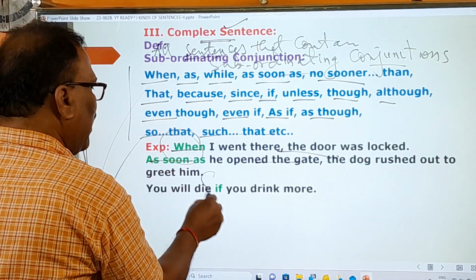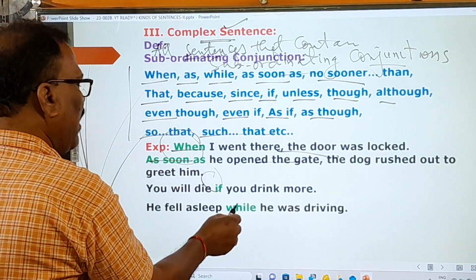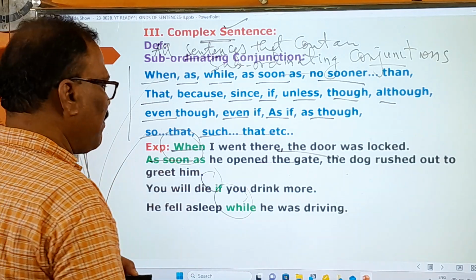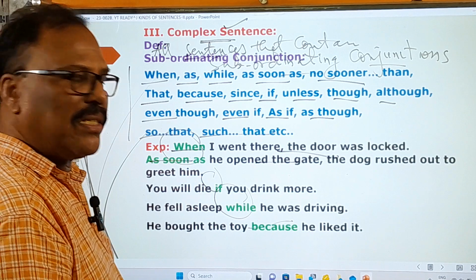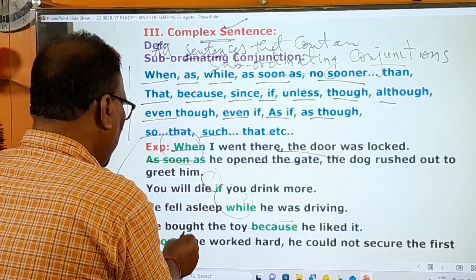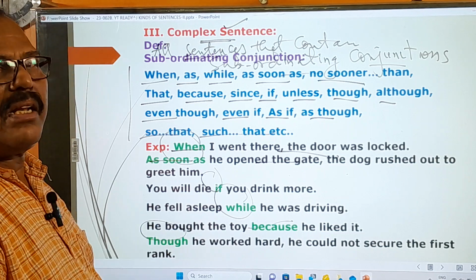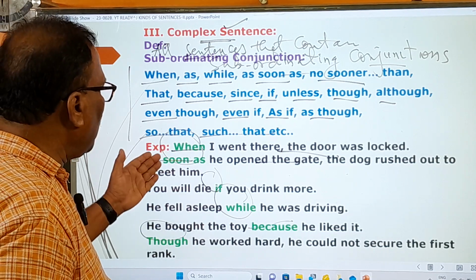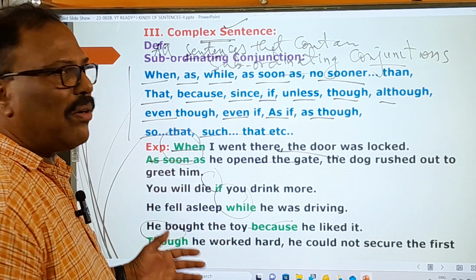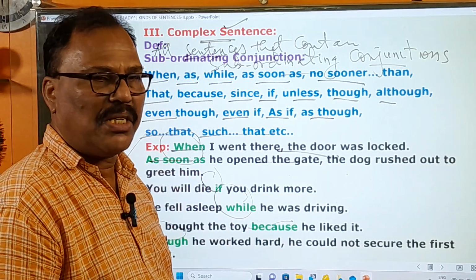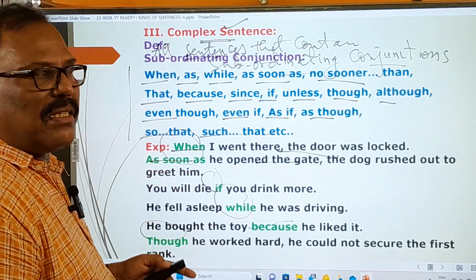You will die if you drink more. He fell asleep while he was driving. He bought the toy because he liked it. Though he worked hard, he could not secure the first rank. Dear learners of English, all these words in green color are subordinating conjunctions, and they make complex sentences, right?